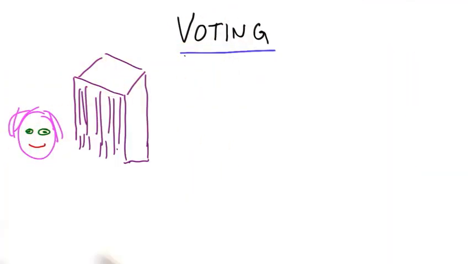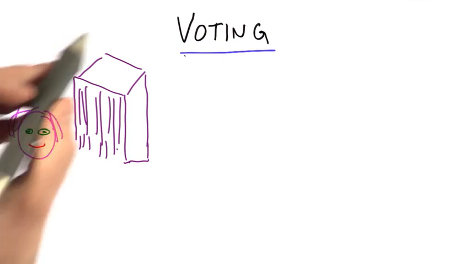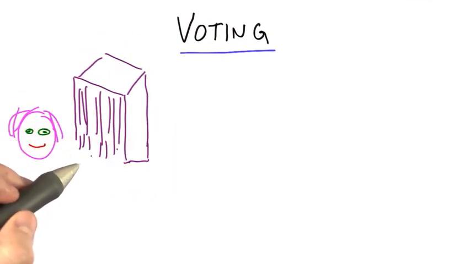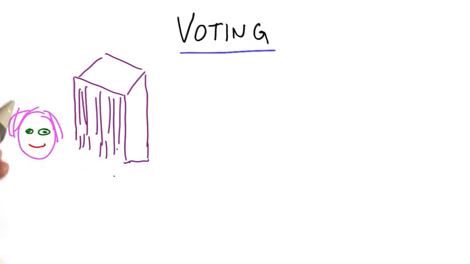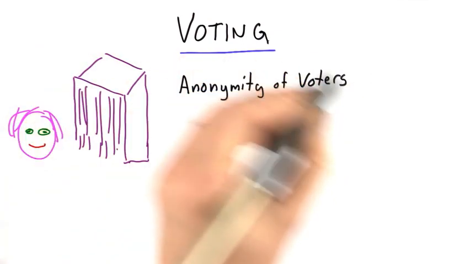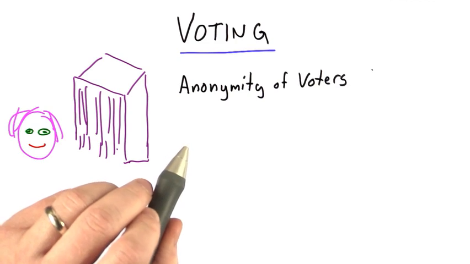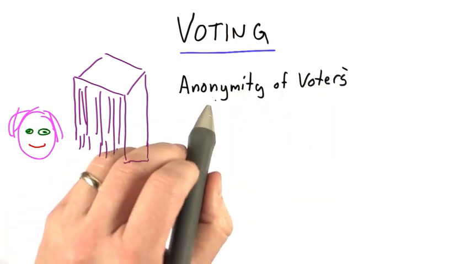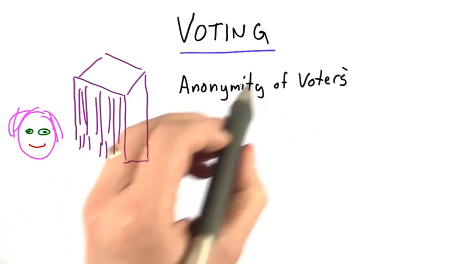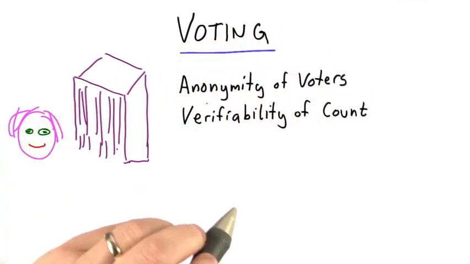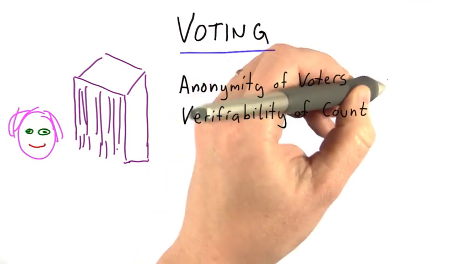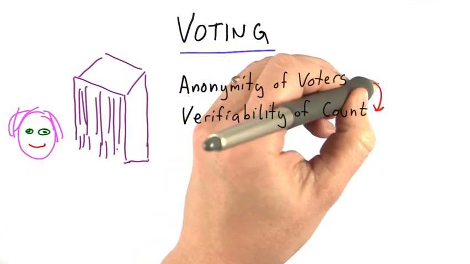The next topic I want to talk about is voting. Voting involves lots of cryptographic issues, and there are many interesting security properties that a voting system should provide. One property that many voting systems desire to provide is anonymity, that it shouldn't be possible for an adversary to know who someone voted for. The other property a voting system should have is that the count is verifiable. These are sort of in opposition.